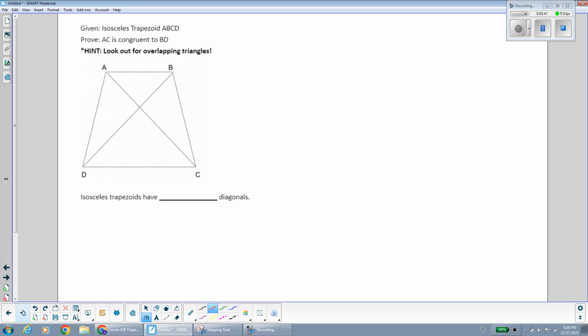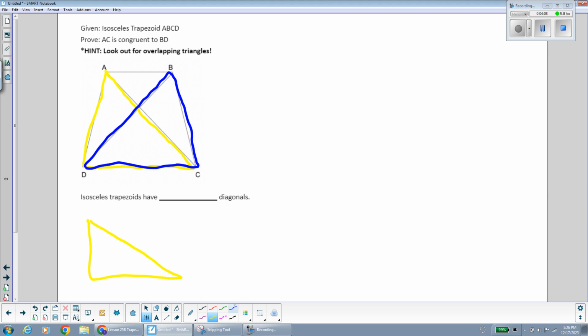Here I have an example. We're starting out with isosceles trapezoid ABCD, and we want to prove that AC is congruent to BD. Here is AC. It is a side of this triangle over here. And here is BD. It is a side of this triangle over here. And when we have overlapping triangles, a strategy that we like to use to work with them is to take the triangles and to draw them separately on our paper. So that is ADC, and this is BCD.